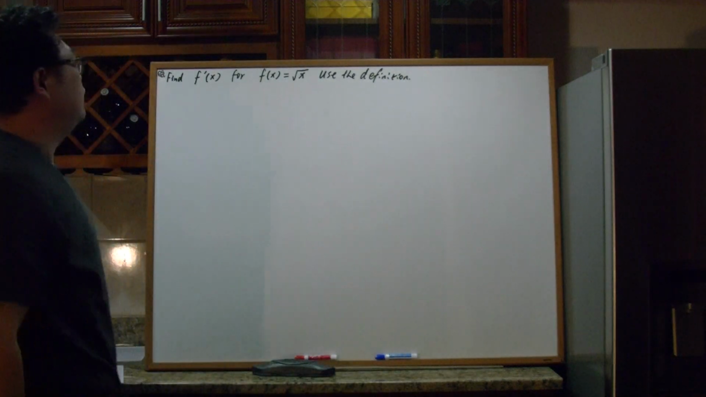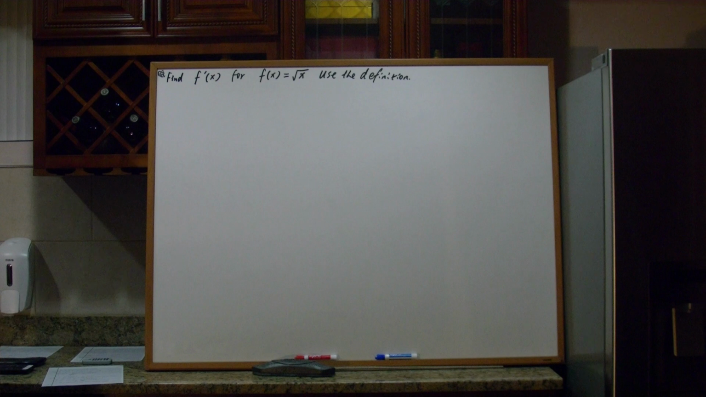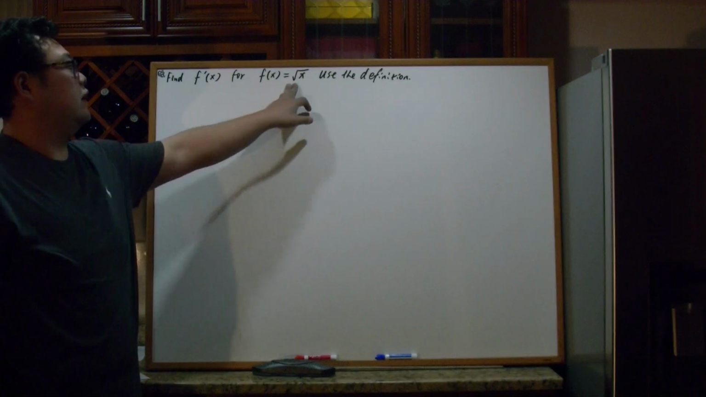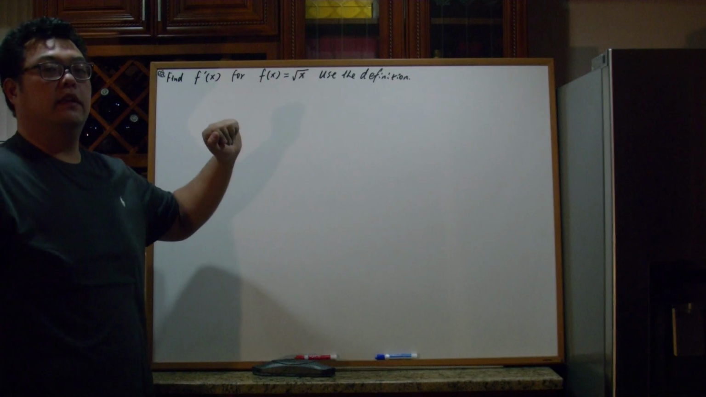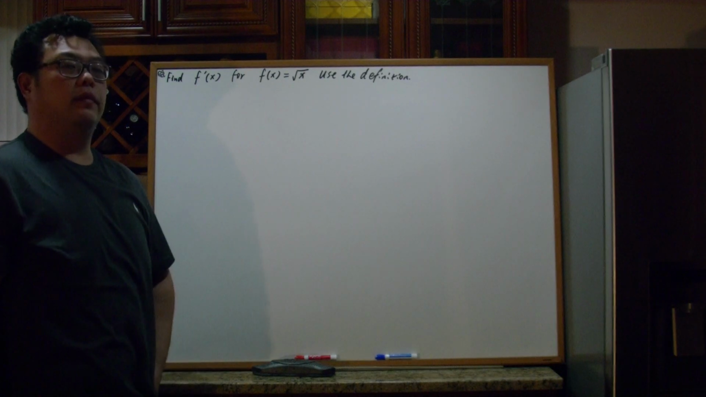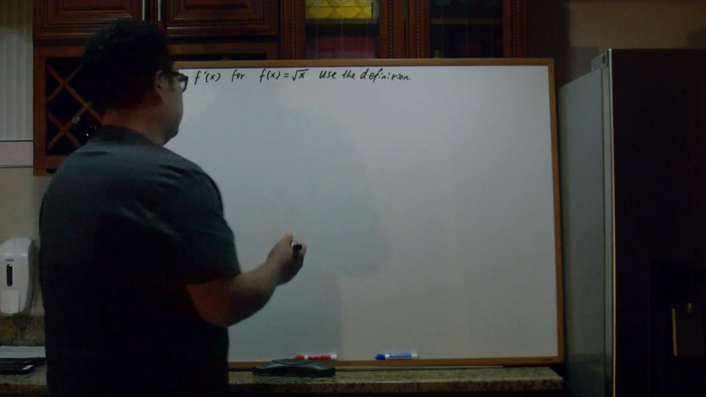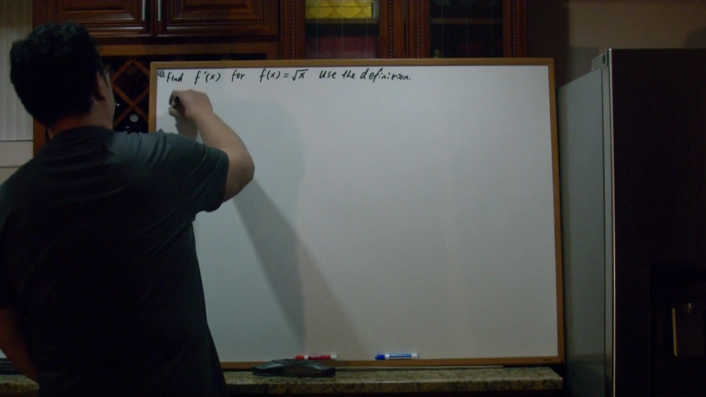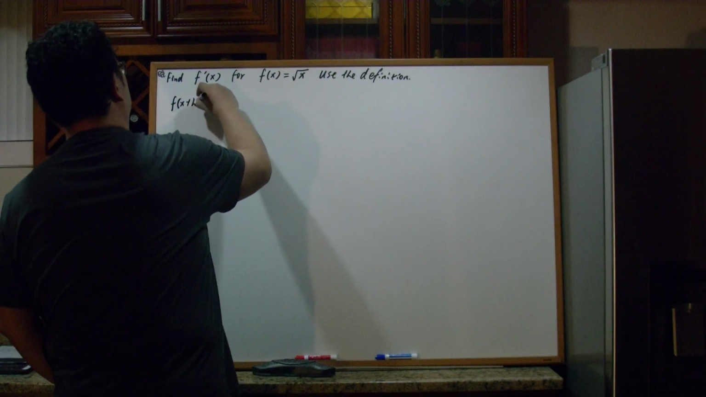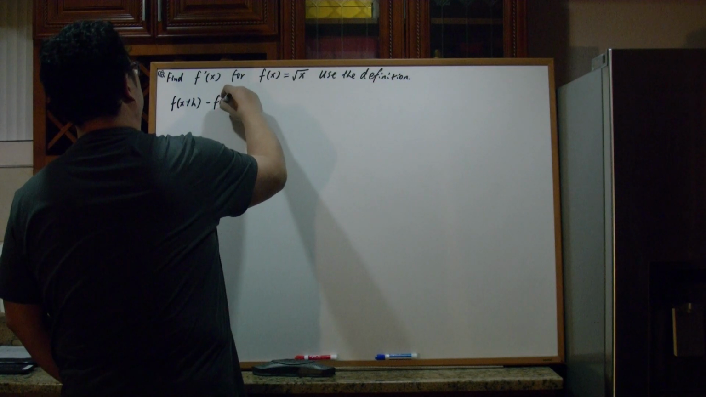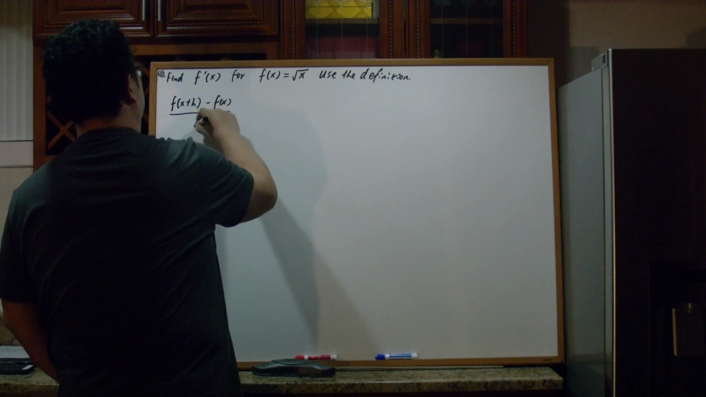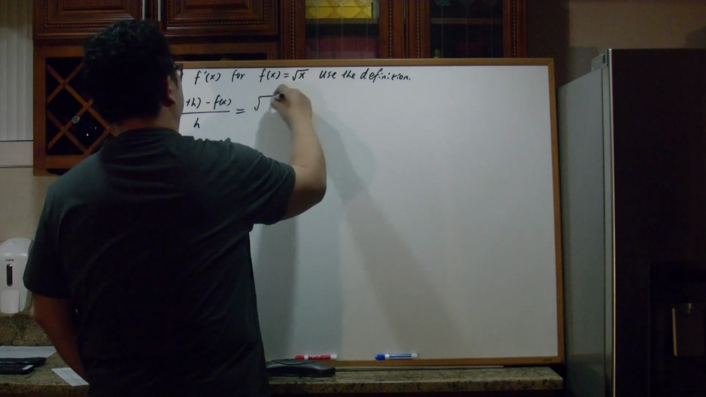I find the derivative for f of x equals square root of x, use the definition. We have seen the difference quotient of f of x to be radical x in our review, right? I hope you still remember, right? The f of x plus h minus f of x over h, right? Nothing to change that.